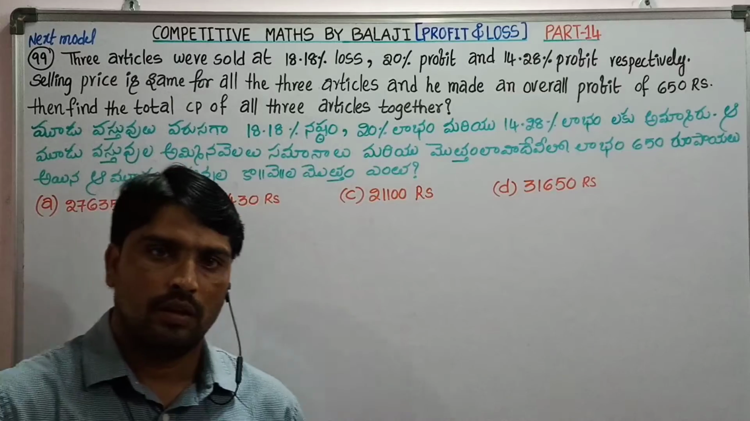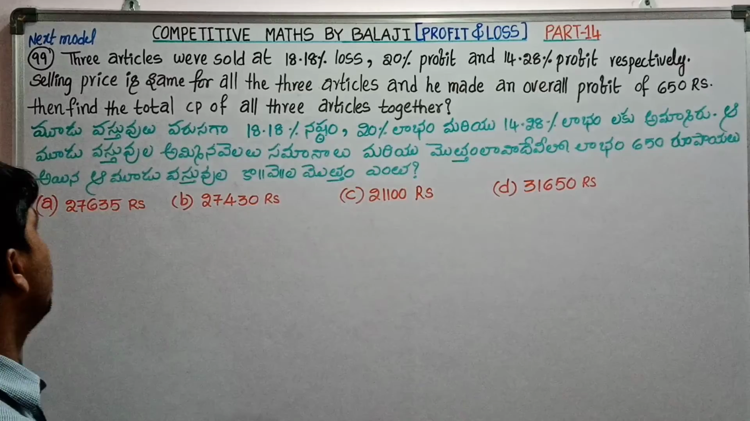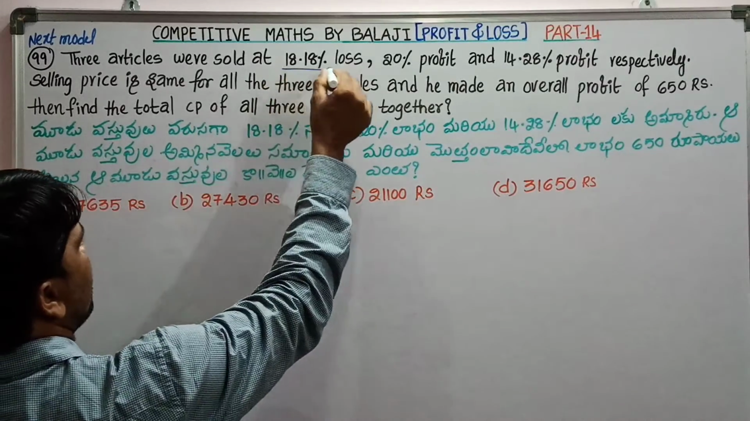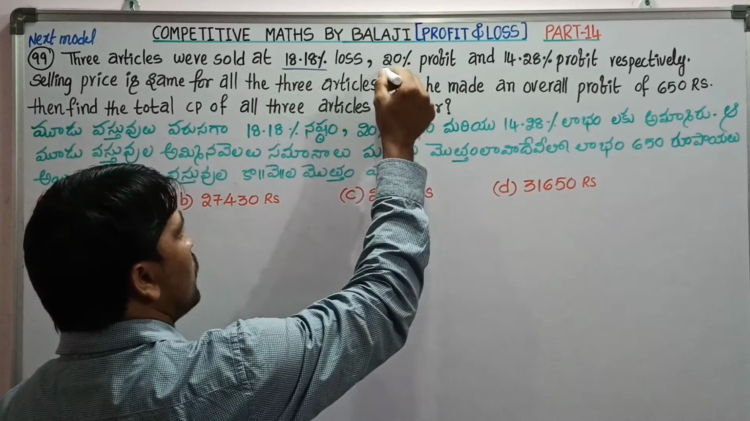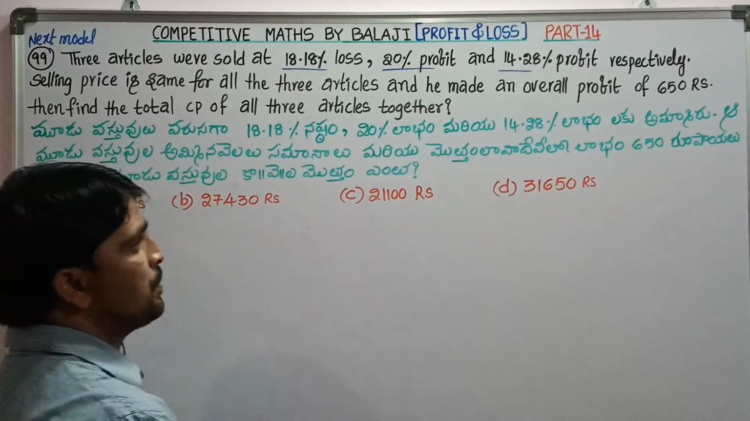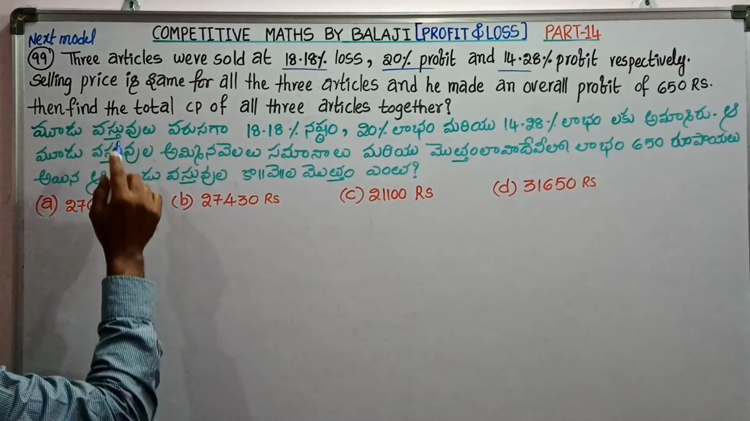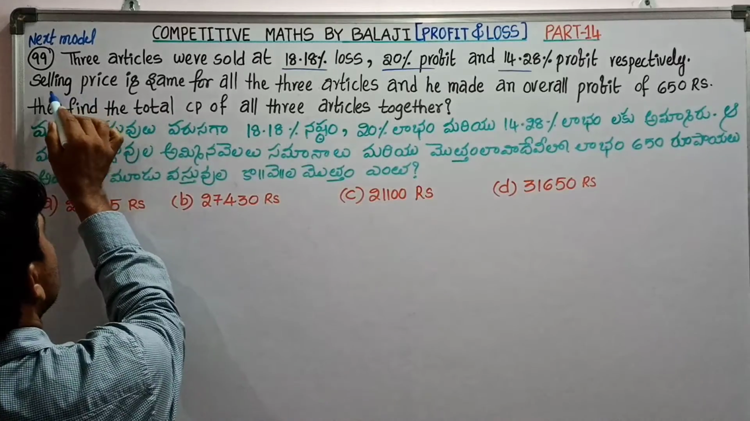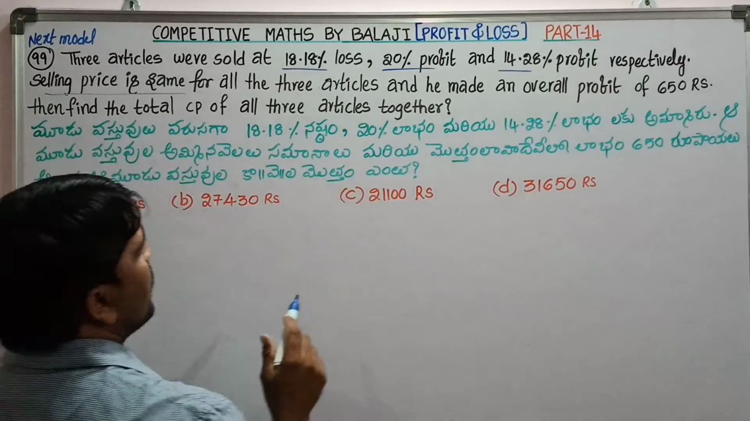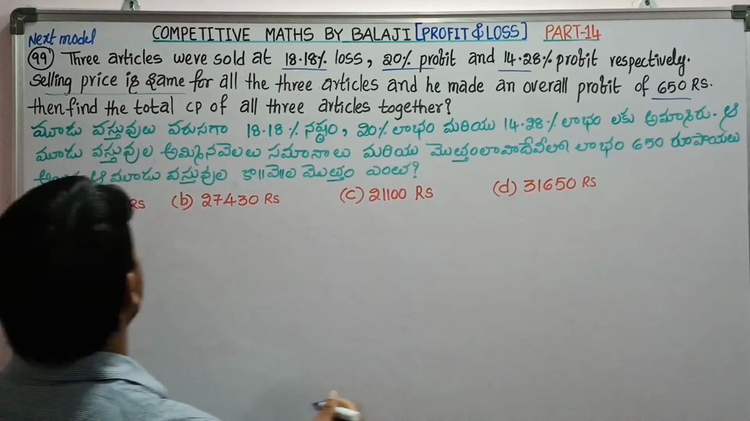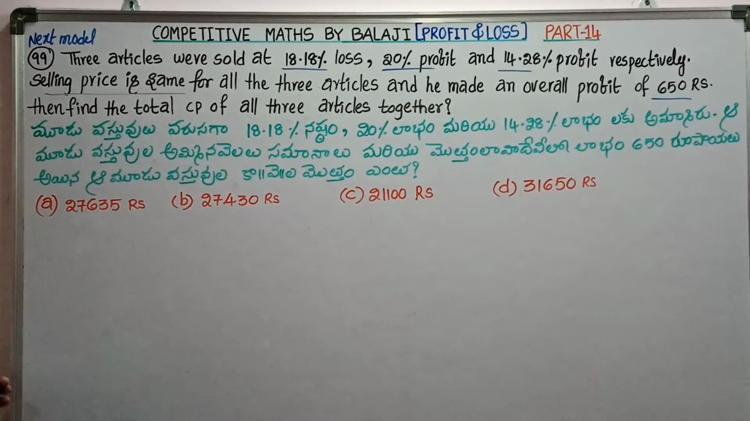Okay. Next model problems. 99. 3 articles were sold at 18.18% loss, 20% profit and 14.28% profit respectively. Selling price is same for all three articles, and he made an overall profit of rupees 650. Then find the total CP of all three articles together.